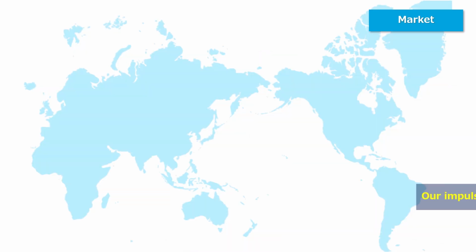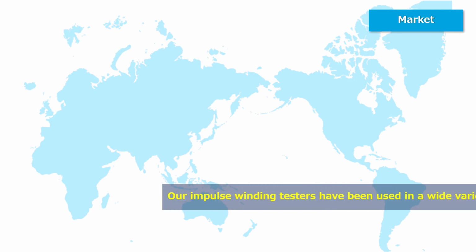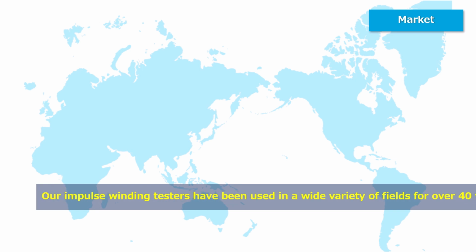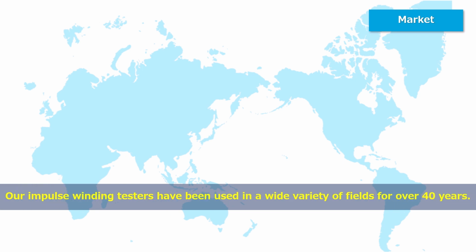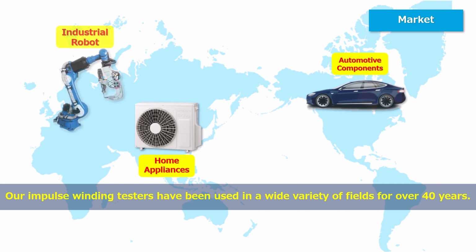Our impulse winding testers have been used by customers across a wide range of industries for over 40 years. They are widely adopted for testing industrial motors, automotive components, home appliances, and industrial robots. More recently, they have also been introduced for production testing of chip inductors used in smartphones.